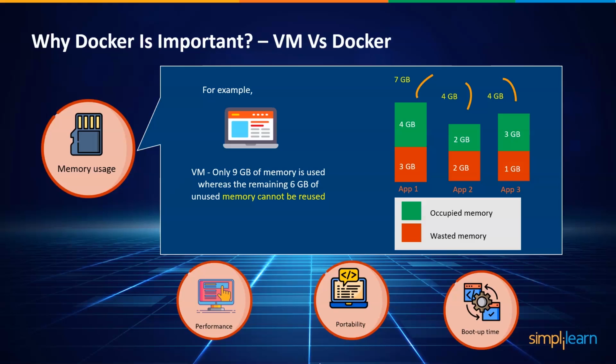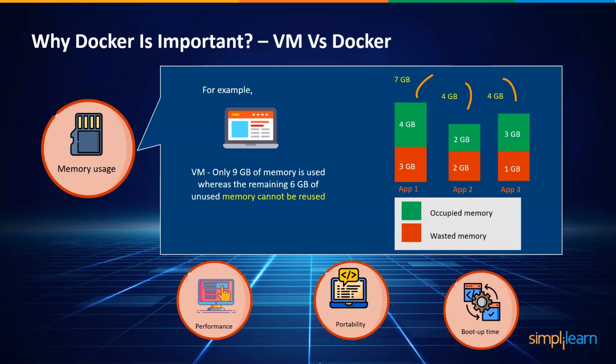So in the VM, you can see that 9 GB of RAM is used, and the remaining 6 GB of unused RAM cannot be reused. For example, if I allocate 4 GB of RAM to the virtual machine, it gets locked there itself. It's not like I'm using only 4 GB out of this 9 GB of RAM and the next 5 GB can be used elsewhere; it will be totally wasted. So you cannot reuse it for any purpose.